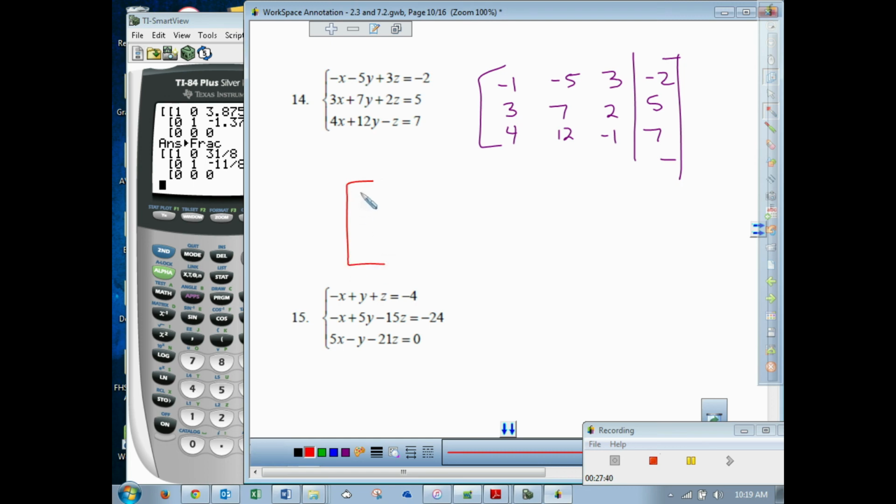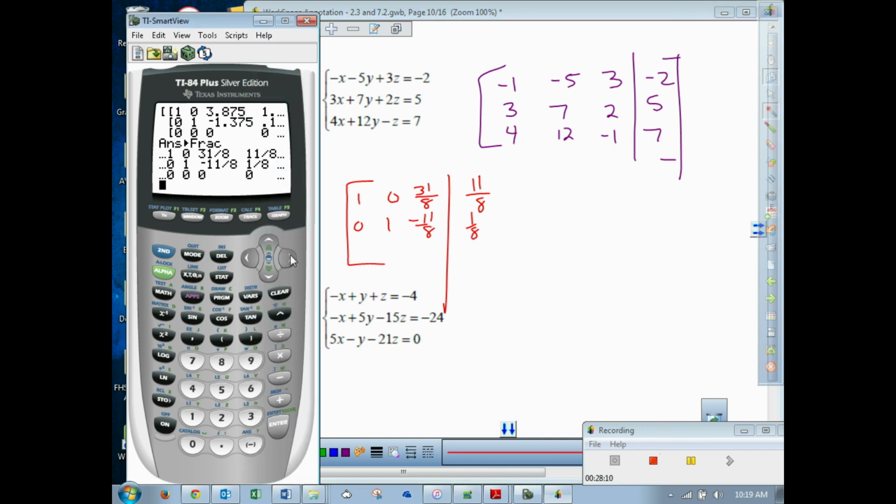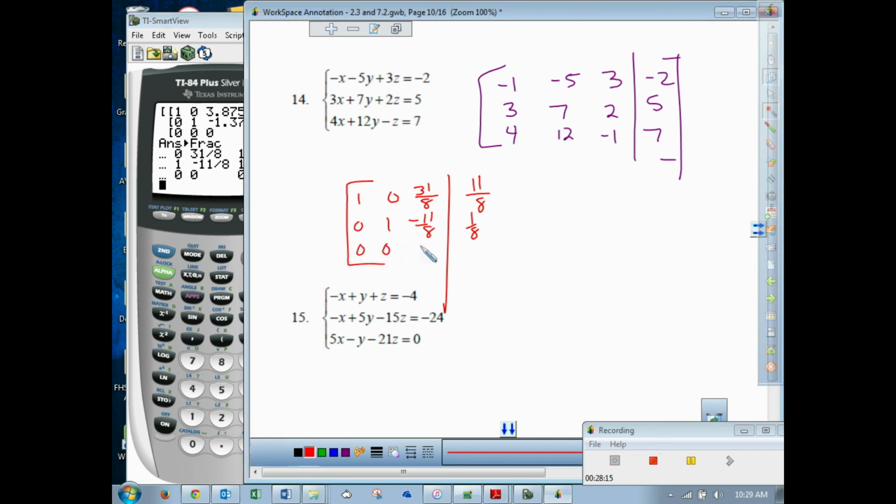This is where you definitely want to write it down because, let me ask you this, did you get 1s going diagonally on this puppy? So you definitely should write this matrix down as a 1, not an 11. 1, 0, 31 eighths, 11 eighths, 0, 1, negative 11 eighths, 1 eighth, right? You can just hit your right arrow and it'll scroll it to the right. If you're not sure, if you hit the right arrow, it will take you over on that puppy. And then 0, 0, 0, 0.